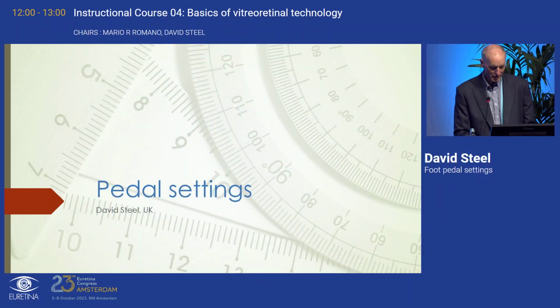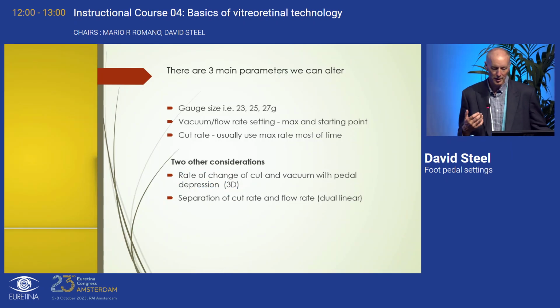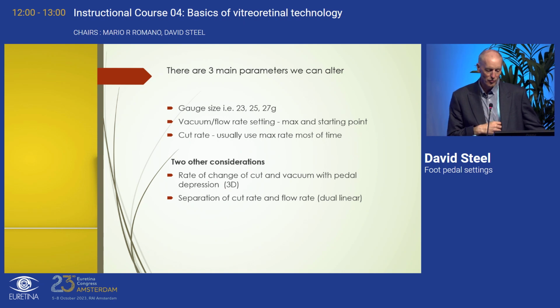So just a brief interlude really on pedal settings, because there's lots of things we can alter when we do surgery. We can alter gauge size, we can alter the vacuum and flow rate settings, the maximum and starting points, and we can also alter cut rate, although I virtually always use maximum cut rate all the time. But there's two other considerations I want to look at here: the rate of change of cut and vacuum with pedal depression, and also separation of cut rate and flow rate, so with dual linear systems. And they're poorly understood, and I thought we'd spend a little bit of time talking about them.